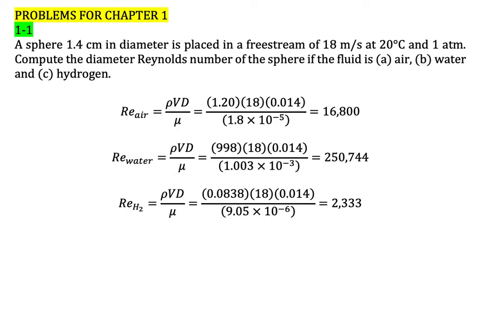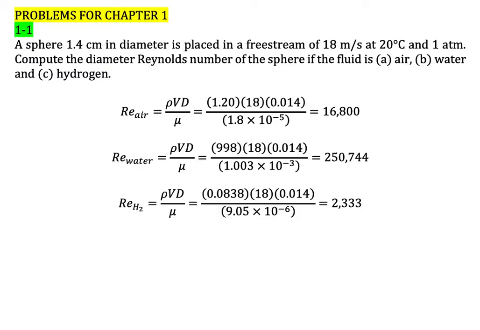We are going to discuss a few simple questions, and I will try to remind you of the idea of this. So we go for a few questions for chapter 1. For example, problem 1.1. A sphere 1.4 centimeter in diameter is placed in a free stream of 18 meters per second, 20 degrees Celsius and 1 atm. Compute the diameter Reynolds number of the sphere if the fluid is air, water and hydrogen.